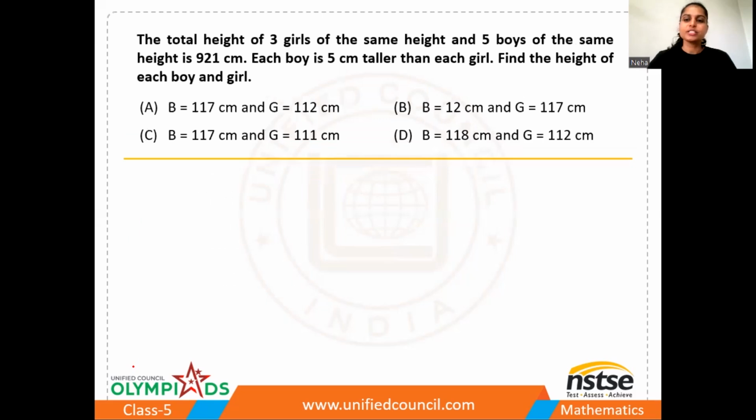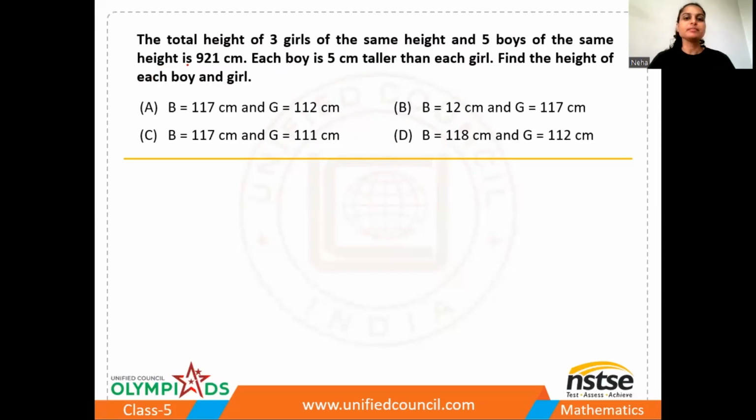All right. So this is done. Now let's move to the next question. Here is the next question. So the next question says that the total height of three girls of the same height and three boys of the same height is 921. Each boy is 5 centimeters taller than each girl. So find the height of each boy and each girl.